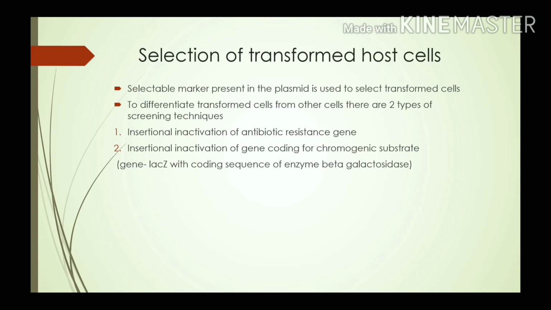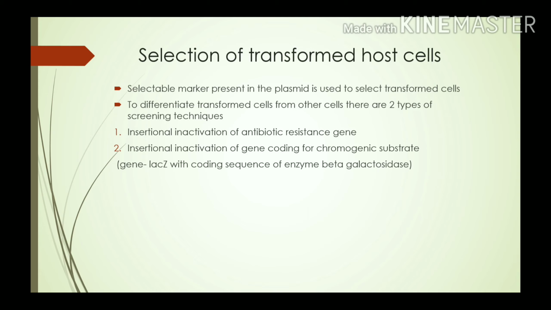So to differentiate transformed cells from other cells, there are two types of screening techniques. Along with the transformed cells, meaning the bacteria which took up the recombinant DNA, there can be bacteria which did not take up the recombinant DNA. So to select the bacteria which took up the recombinant DNA, we are using these techniques. First one is insertional inactivation of antibiotic resistance gene, and the next one is insertional inactivation of gene coding for a chromogenic substrate. The gene here is the lacZ gene with the coding sequence of the enzyme beta galactosidase.